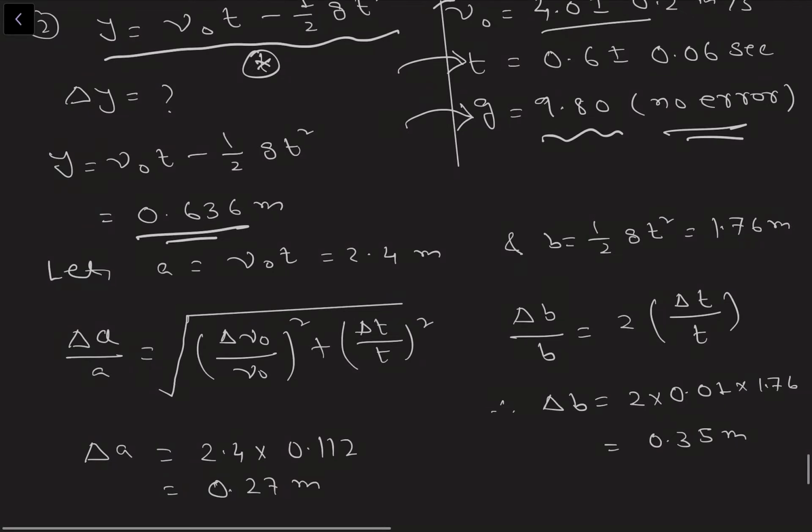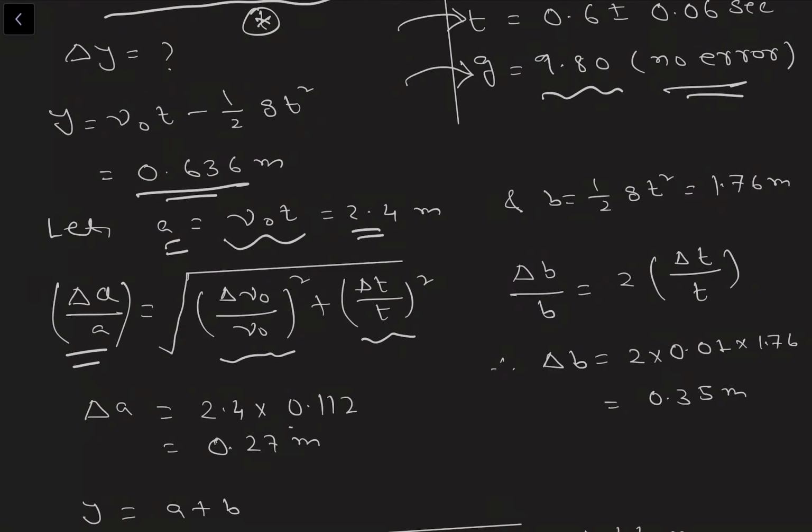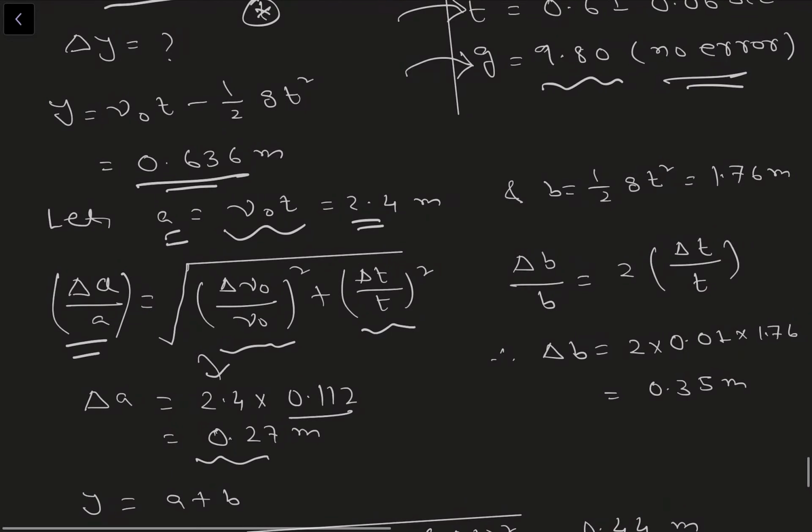Now the question is, what is the error in our measurement? One very easy way to calculate is, let us assume the first term v0t as A. So v0t has a value of 2.4 meter, and we calculate the relative error. It is a product. V and T are independent quantities, we have to remember. So we calculate the relative error, where relative errors add in quadrature. So this is the relative error. Now we calculate the absolute error, multiplying it by v0 into t.